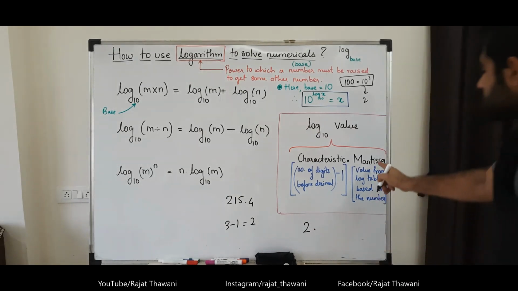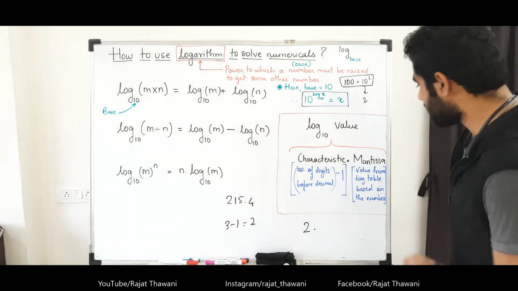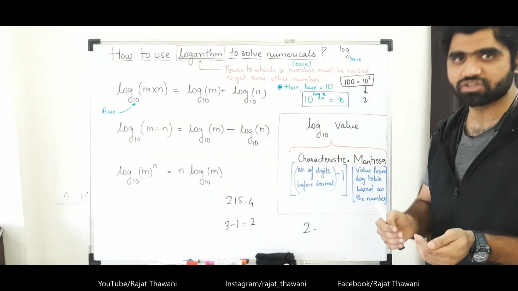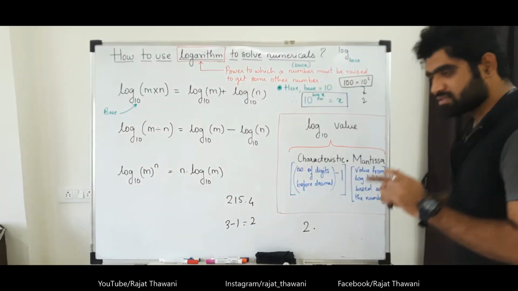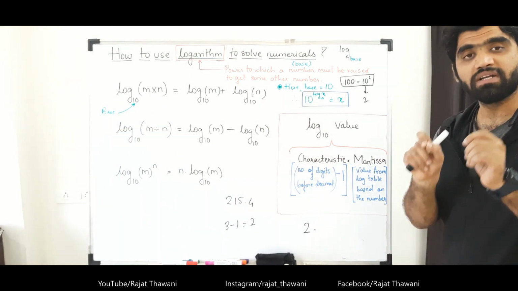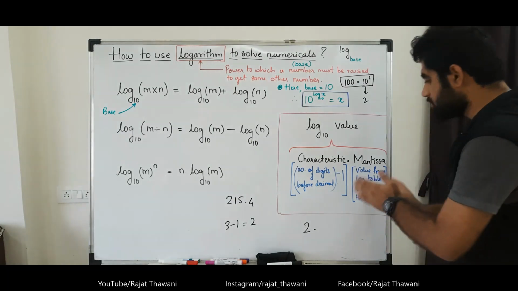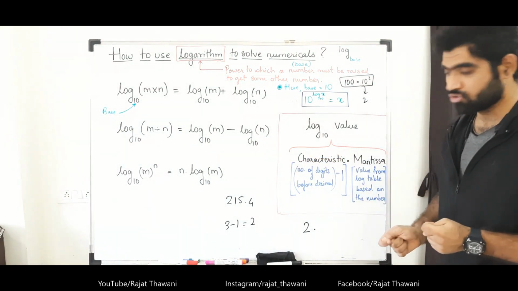After that comes the mantissa. What is the mantissa? The mantissa is a specific value which varies from number to number. It is actually a fractional value, and it is given in the table. Only the mantissa is provided in the log table. So we'll find out the mantissa for this, and I'll show you how to find it.